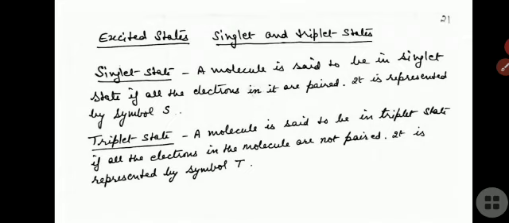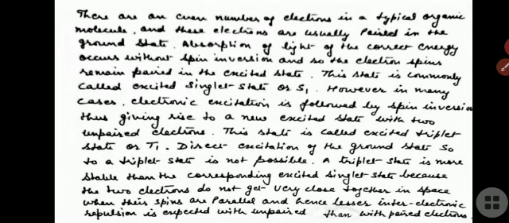The terms singlet and triplet arise from the fact that singlet states do not split in a magnetic field, while triplet states have three possible energy states in an applied magnetic field. There are an even number of electrons in a typical organic molecule, and these electrons are usually paired in the ground state.